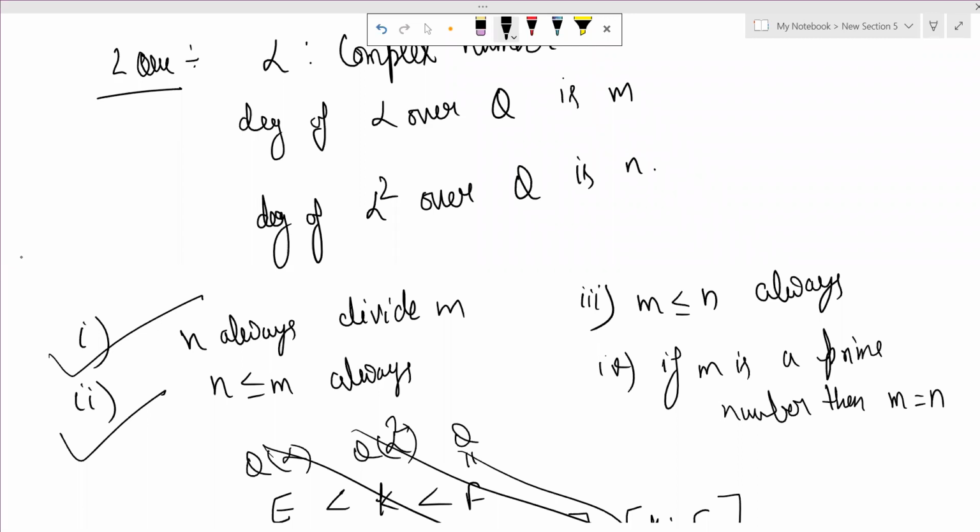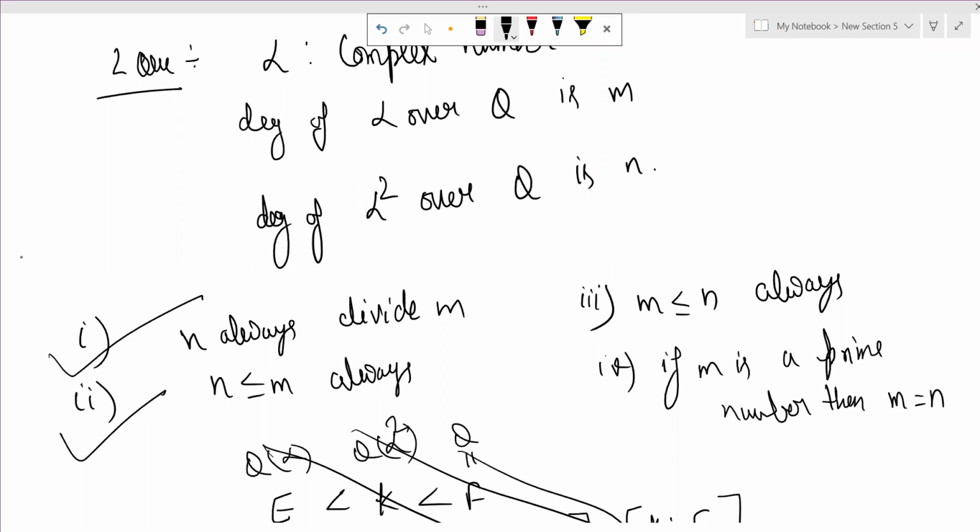So m is a prime number. You can use this as alpha over q. Alpha equals √2. You can choose; in that case this is a prime number, and alpha square over q is n. Alpha square, so that is 2. That is 1. So in that case, okay.